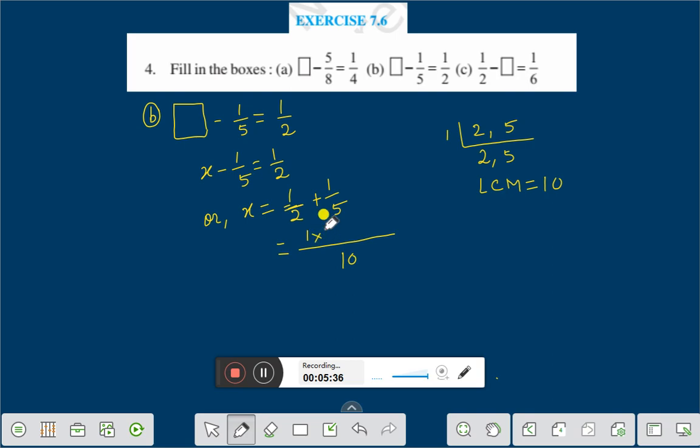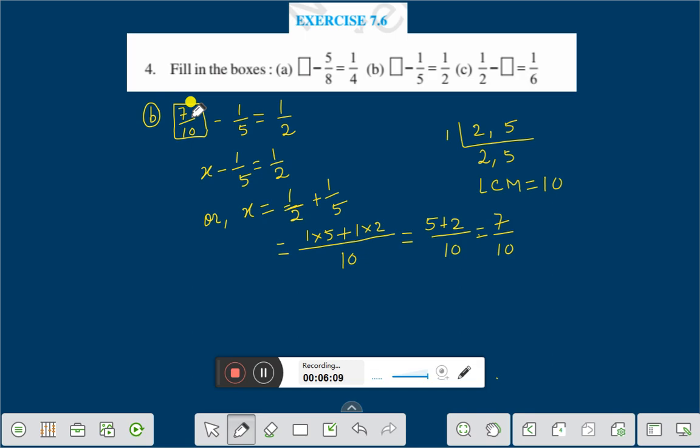1 into 5 is 5, plus if we divide 10 by 5, it is 2, 1 into 2. Therefore we can write 5 1 is 5 plus 2 1 is 2 by 10. 5 plus 2, that is 7 by 10. Therefore the value of dash is 7 by 10. 7 by 10 is the correct answer.